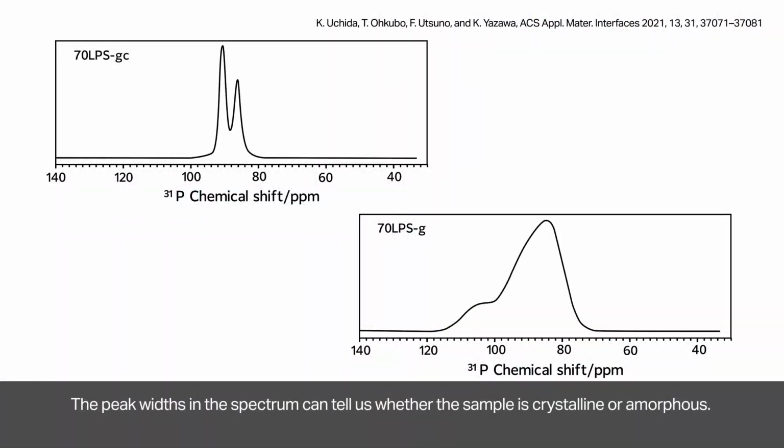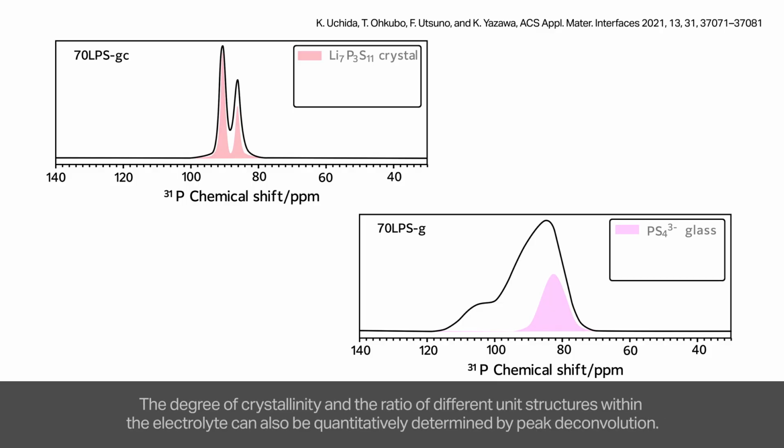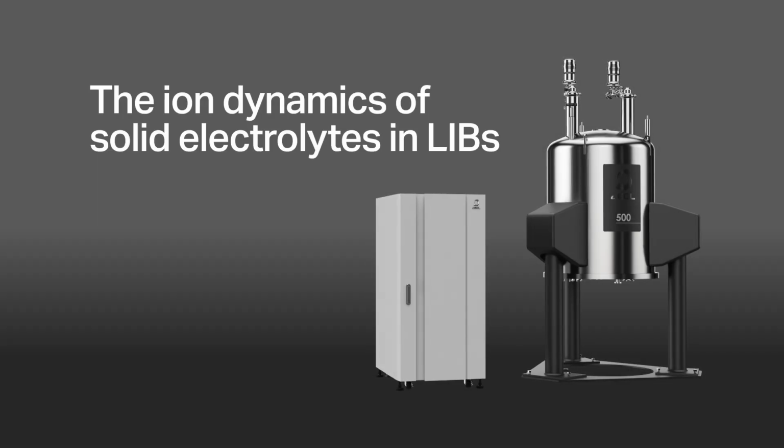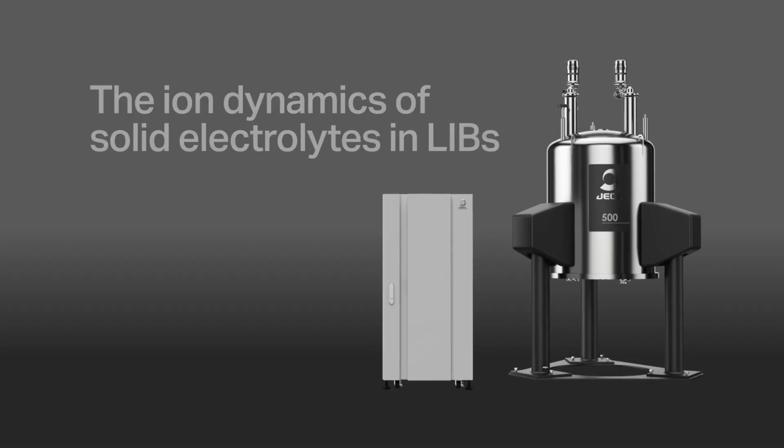The peak widths in the spectrum can tell us whether the sample is crystalline or amorphous. The degree of crystallinity and the ratio of different unit structures within the electrolyte can also be quantitatively determined by peak deconvolution.